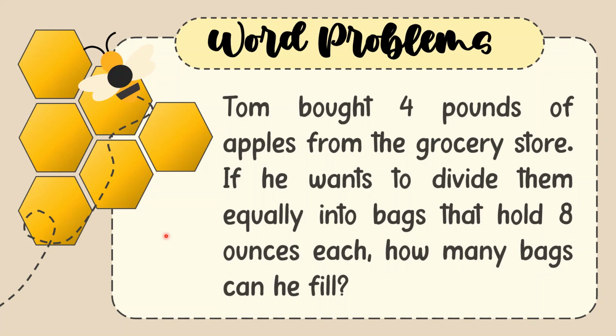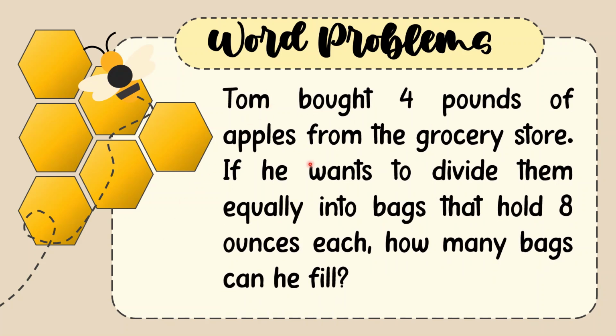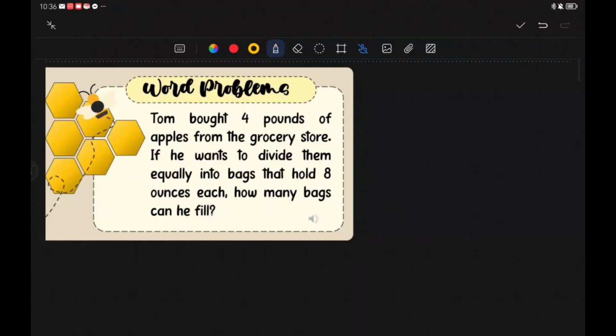For the next word problem, we have here Tom bought 4 pounds of apples from the grocery store. If he wants to divide them equally into bags that hold 8 ounces each, how many bags can he fill? For this problem, we have to take note of some of the keywords here, such that we have 4 pounds of apples, and Tom wants to divide them equally into bags that hold 8 ounces each. So we need to find out how many bags can he fill.